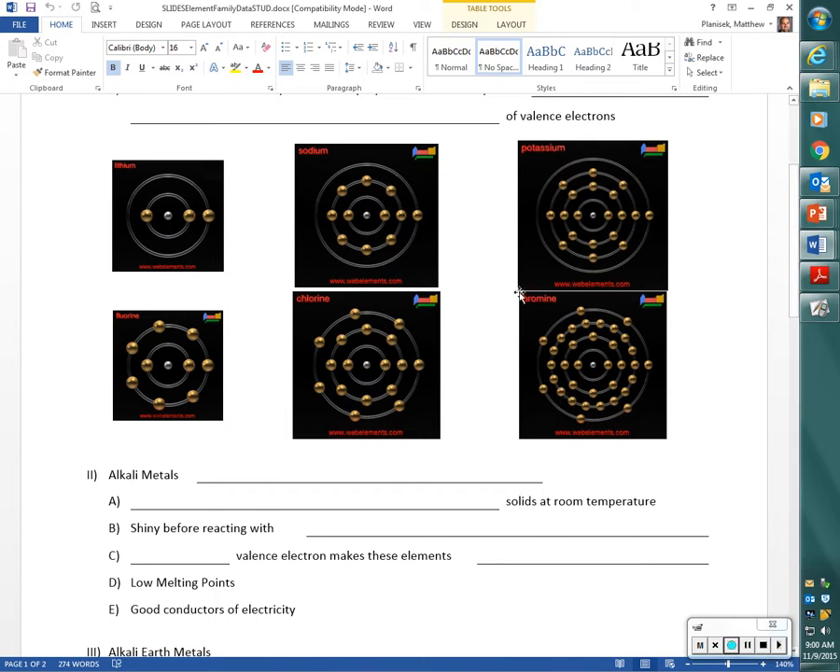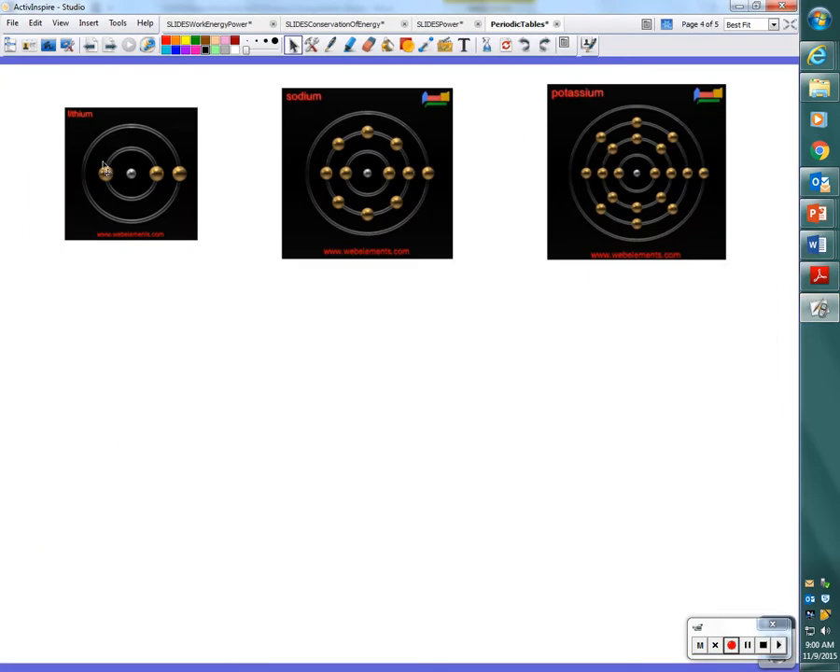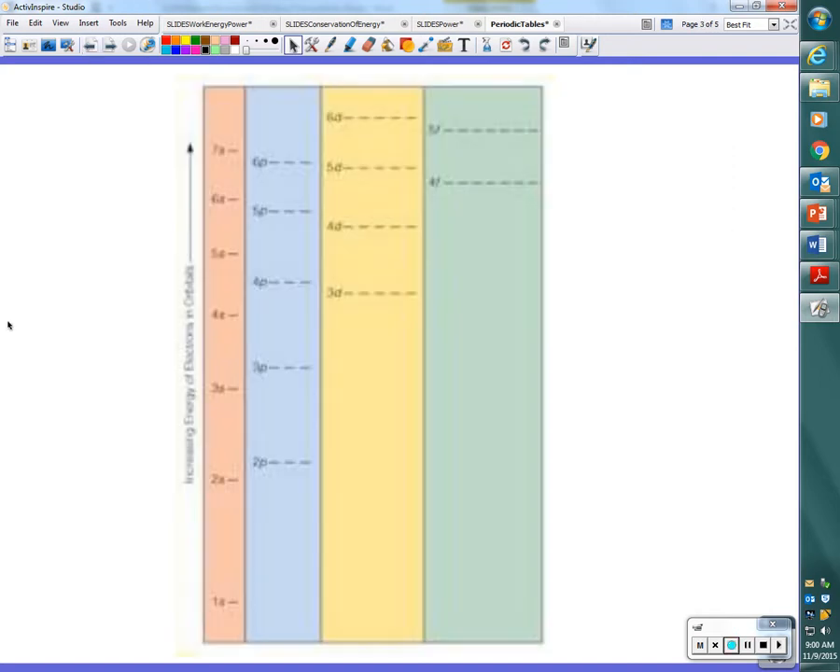So, the top 3 are lithium, sodium, and potassium. Here's what I would like you to do, either above them, or you don't have much room below them, but maybe in the space above them. I would like you to write for me the electron configuration of these 3 elements. In order to help you, I pulled out this chart because you might need it, right? So, write me the electron configurations for lithium, sodium, and potassium.